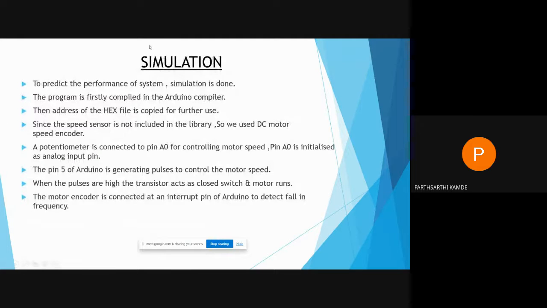So for simulation, we have to predict the performance. Firstly, the program is compiled in the Arduino compiler. Then the address of the hexadecimal file is copied for further use. Since the speed sensor is not available in the library, we use a speed encoder. Then pin 5 of the Arduino is used to generate pulses, that is the PWM waveform, and these are fed to the transistor, and when the signal is high, the transistor acts as a closed switch and the motor runs.